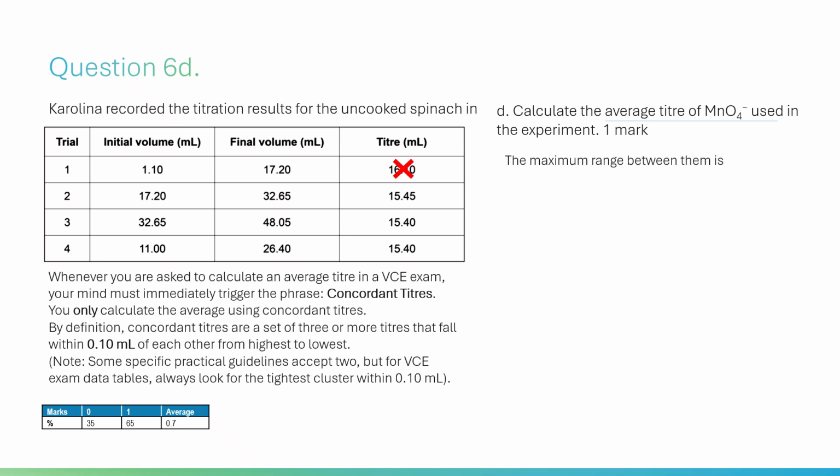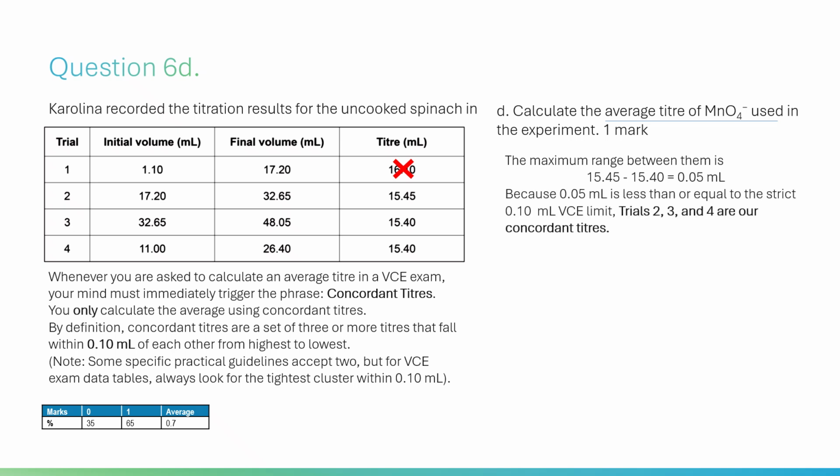Now look at Trials 2, 3, and 4. The highest value is 15.45 milliliters. The lowest value is 15.40 milliliters. The maximum range between them is 15.45 minus 15.40, which is equal to 0.05 ml. Because 0.05 milliliters is less than or equal to the strict 0.10 milliliters VCE limit, Trials 2, 3, and 4 are our concordant titers. Trial 1 must be completely excluded from your math.